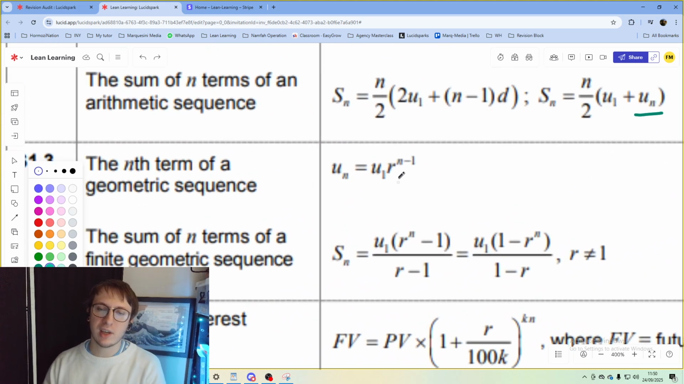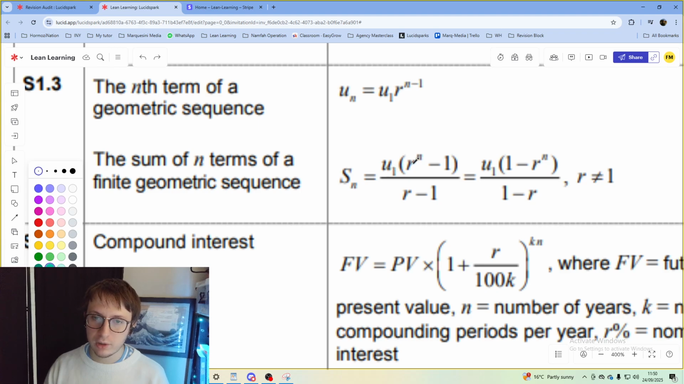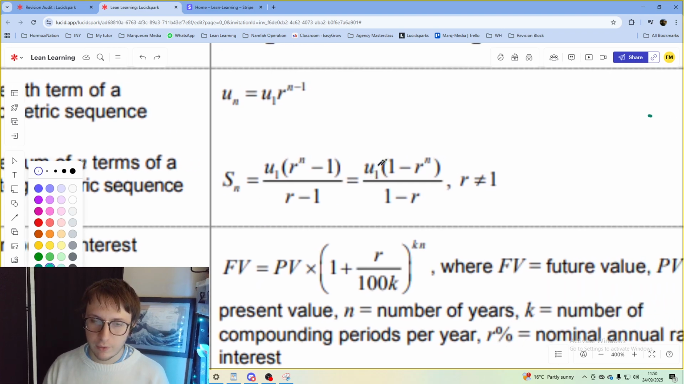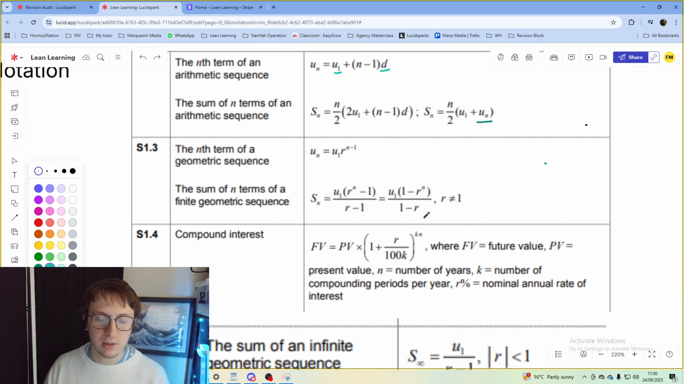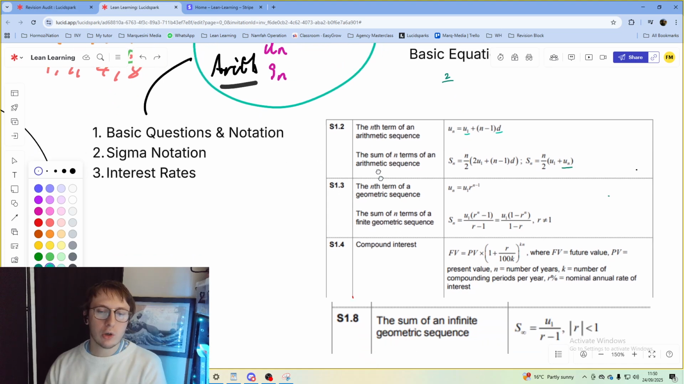For geometric, it's the exact same. First term, common ratio, n. Same idea. For the sum of a finite sequence, first term u1, common ratio, n. It's the same idea. It's easy, people, okay? All right, and then we're going to go to the infinite sequence.